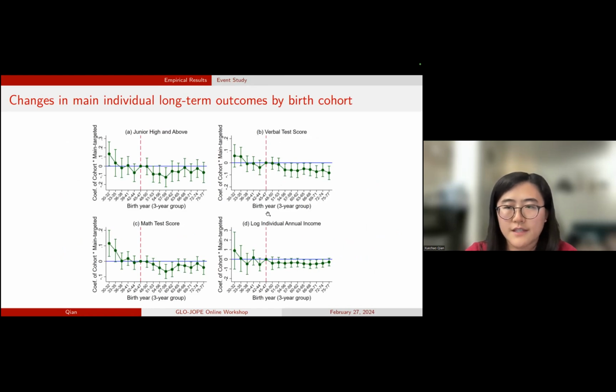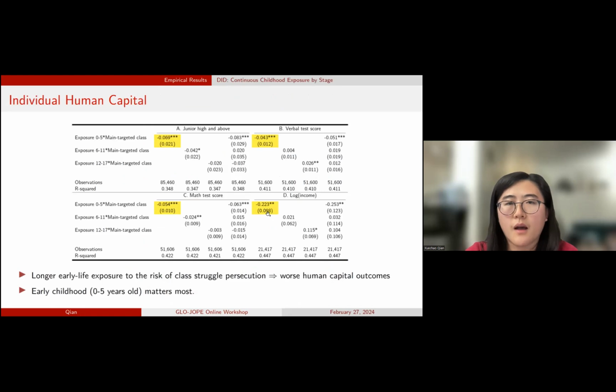but also cognitive skills and income. And then I use another variation of the identification strategy to get point estimates of the relationship between the length of the exposure and those outcomes. We can see that overall, early life exposure leads to negative or worse human capital outcomes, but the effect is predominantly larger in the very early years.